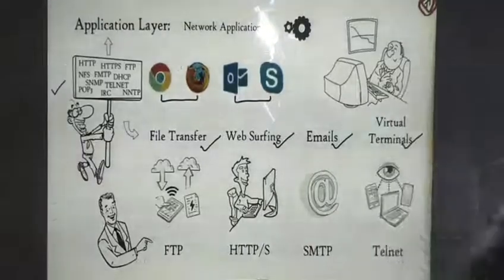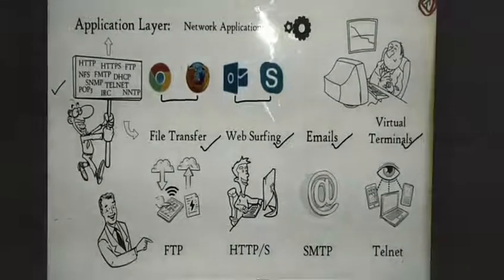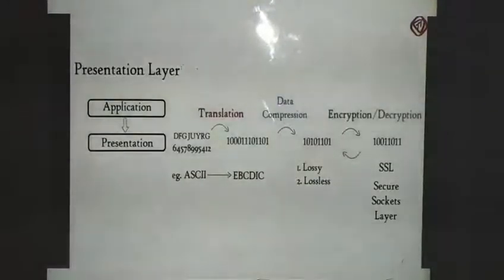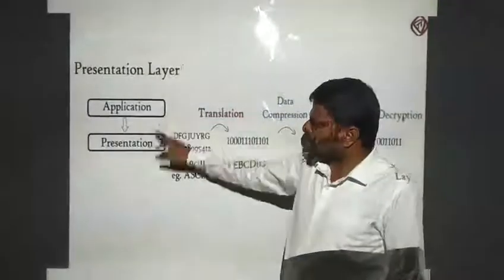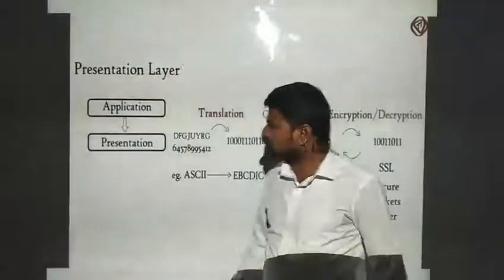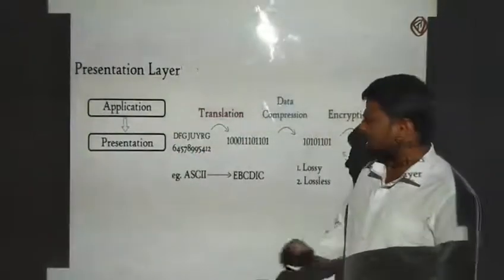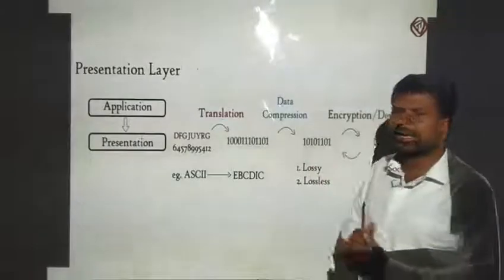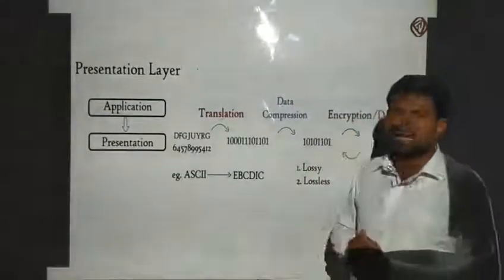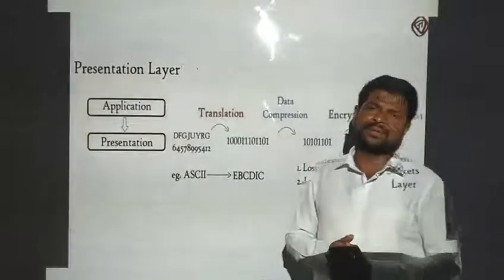Next, what is the layer? Presentation layer. In the presentation layer, the data is forwarded to what? The presentation layer. The presentation layer does 3 things. What are they? Translation, data compression, and encryption and decryption.